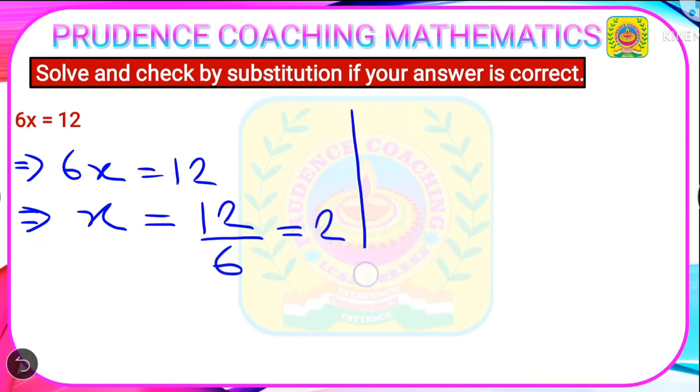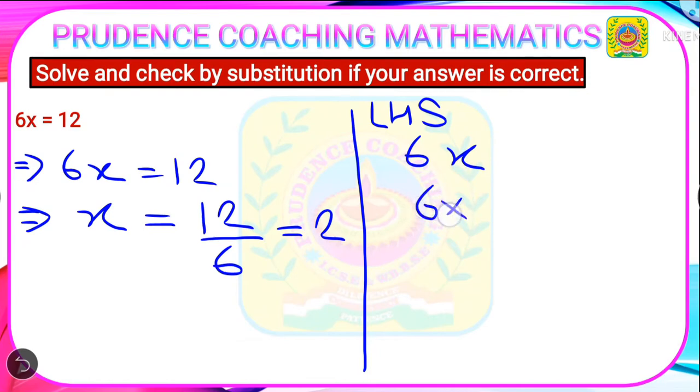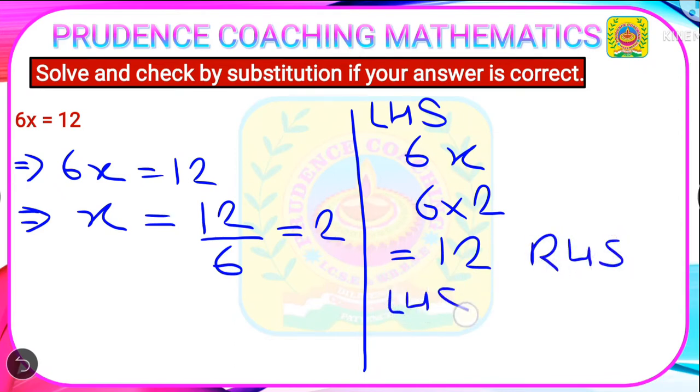Now we need to check the solution whether we are correct or not. So we will start with LHS. In the LHS we have 6x, which is equal to 6 into 2, as the value of x is 2. So we are getting 12, which is equal to RHS. So we can write LHS equals to RHS, checked.